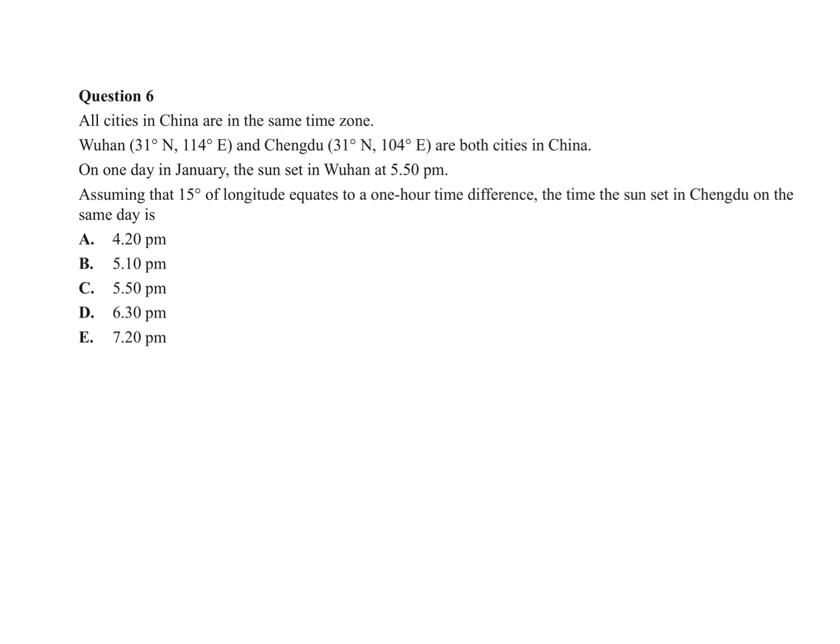Okay, all cities in China are on the same time zone. Wuhan is 31 north and 114 east, and Chengdu is 31 north and 104 east in China. On the same one day in January, the sun set in Wuhan at 5:50 p.m. Okay. Assuming 15 degrees equates to 1 hour difference in longitude. So longitudes are the east and west values. So if you look at the difference between these cities, the difference at the moment is 114 minus 104.